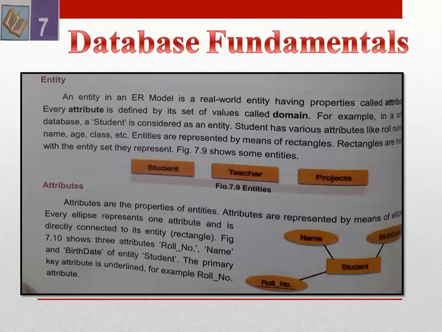So here on your screen, you can view a diagram: the student entity and the attributes roll number, name, and birth date of entity student. The primary key attribute is underlined, for example, the roll number attribute. You can view here the roll number is underlined. It means that it is a primary key.